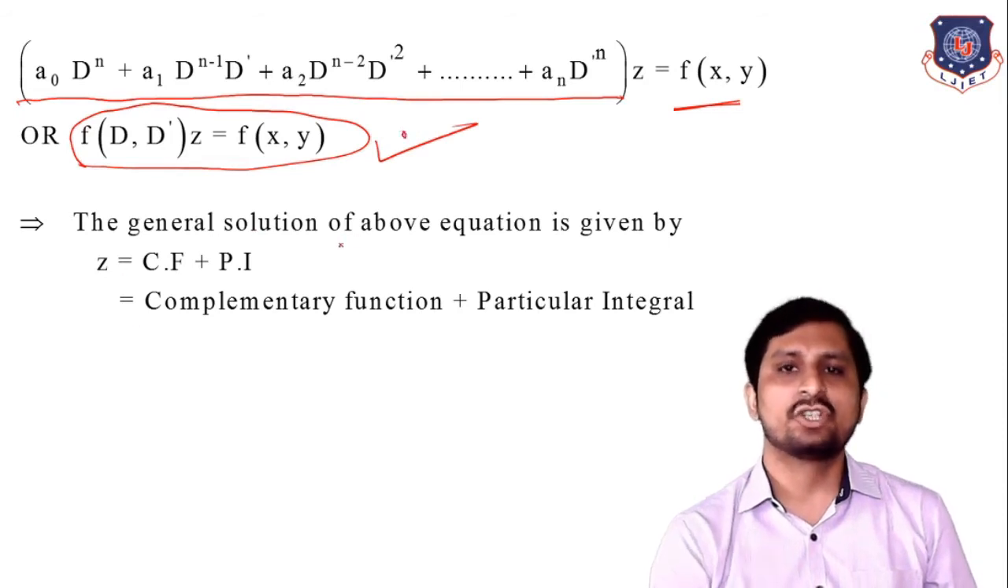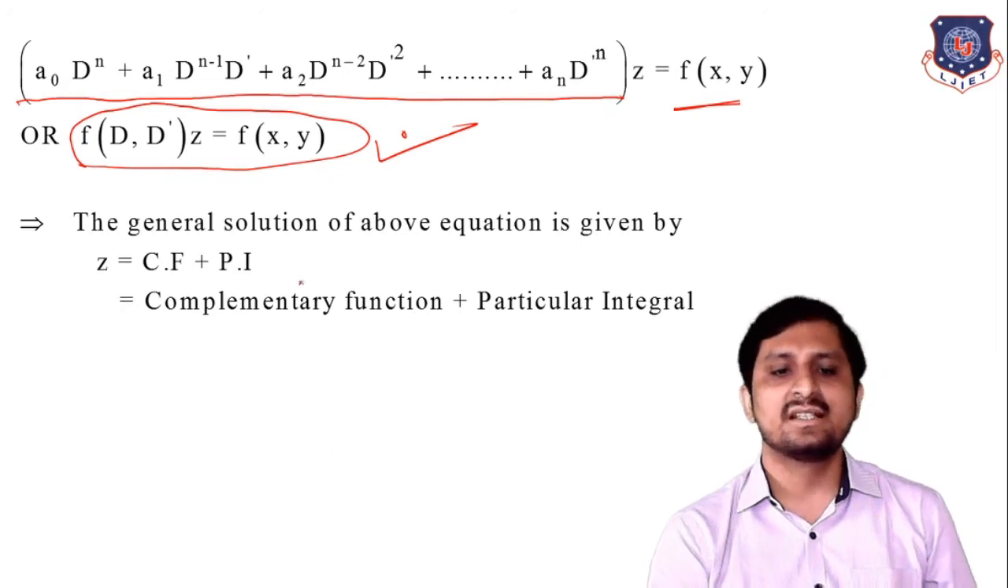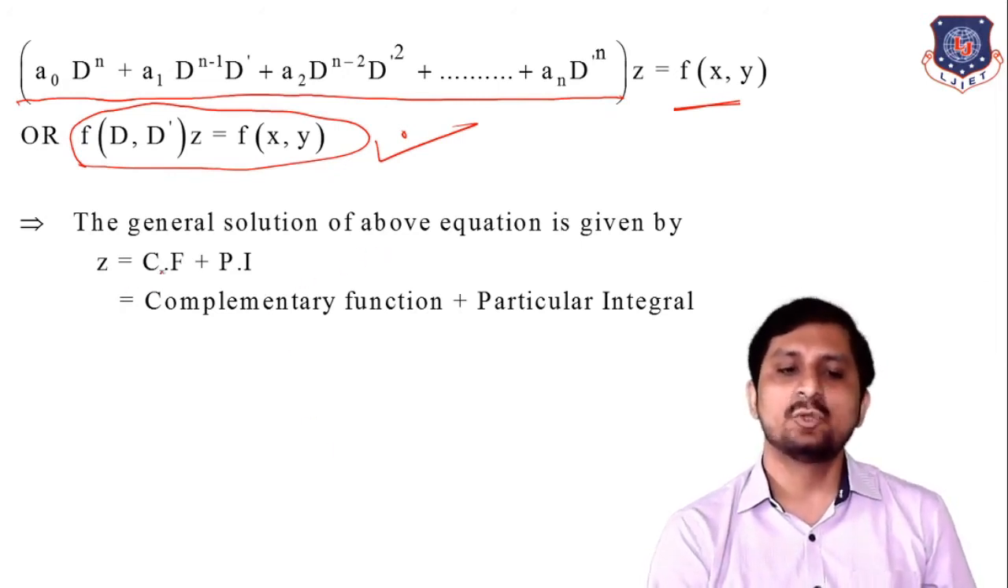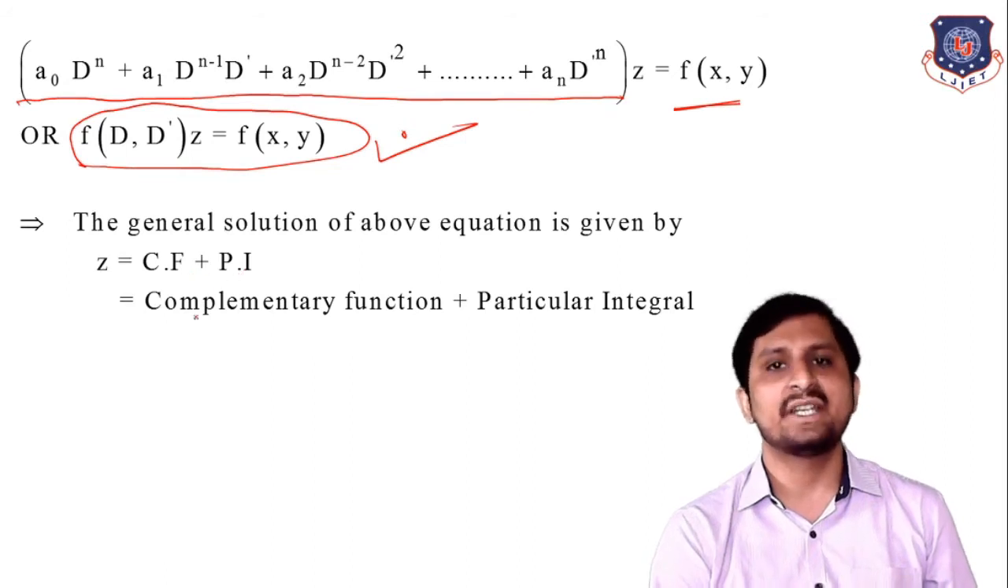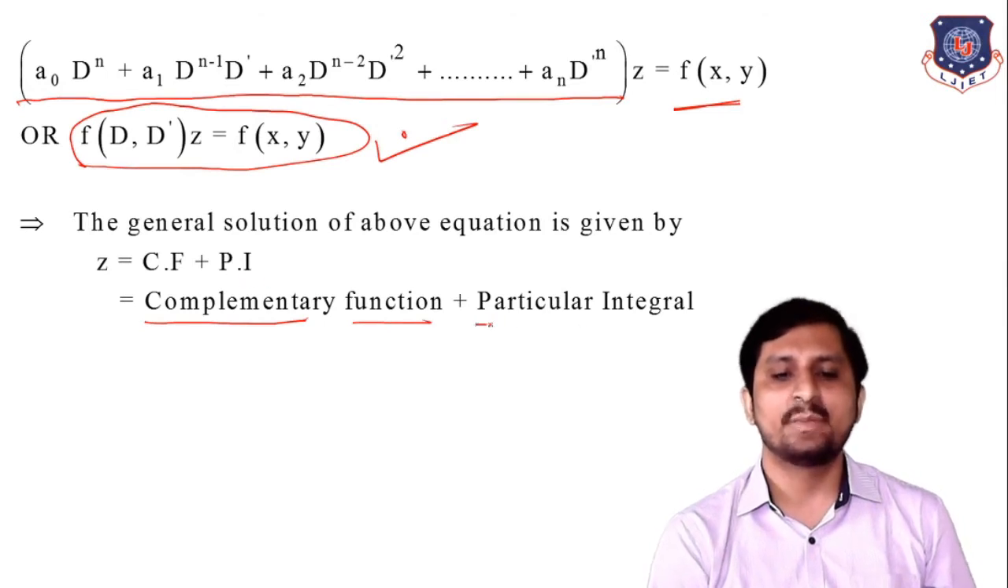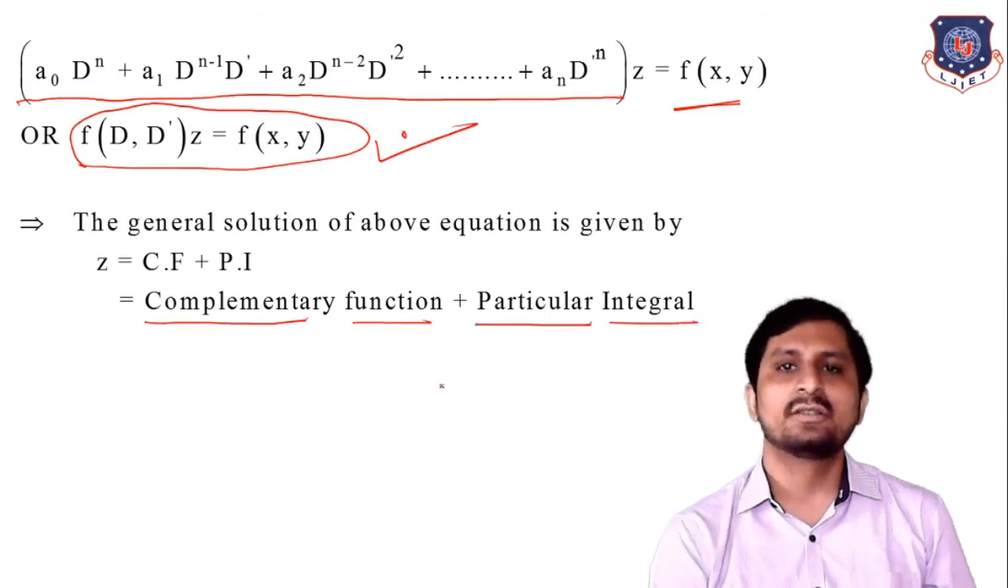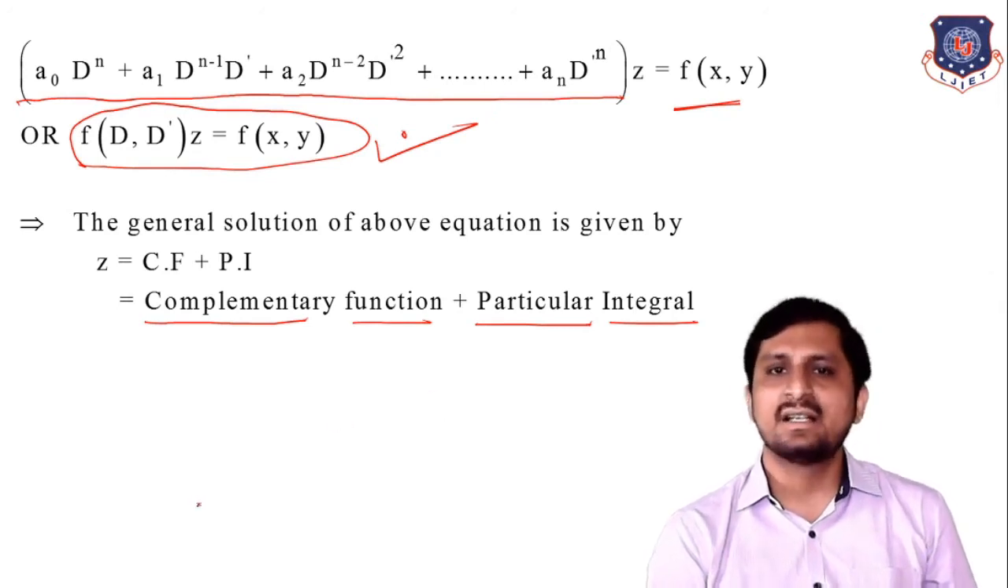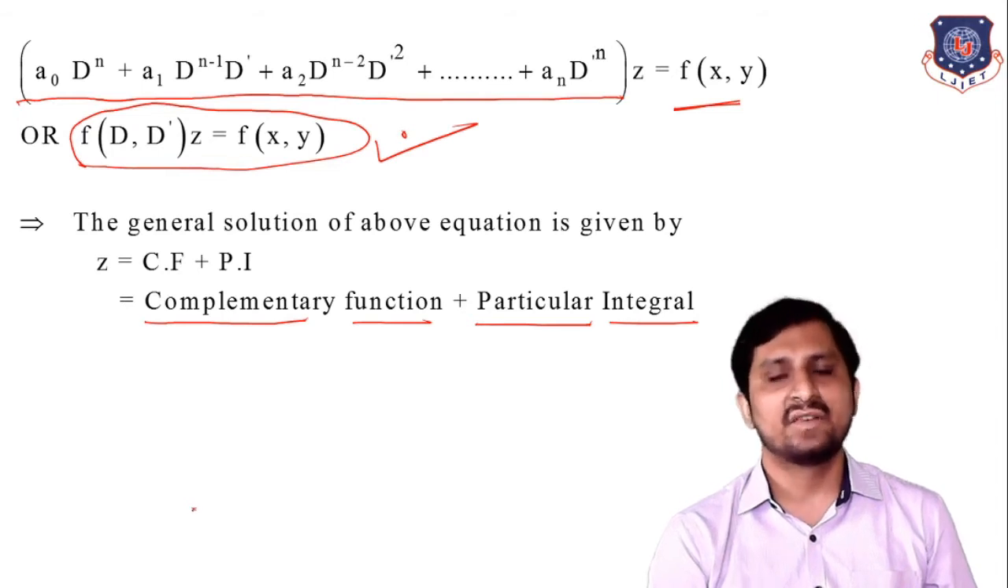So the general solution, as you already know from ordinary differential equations also, of this type of differential equation is nothing but z is equal to cf plus pi. Now what is the meaning of cf? Cf is nothing but complementary function, and pi is nothing but particular integral. So the first concept is how we can find the complementary function. That is our first concept.